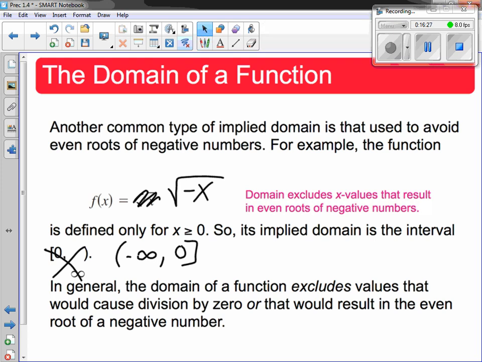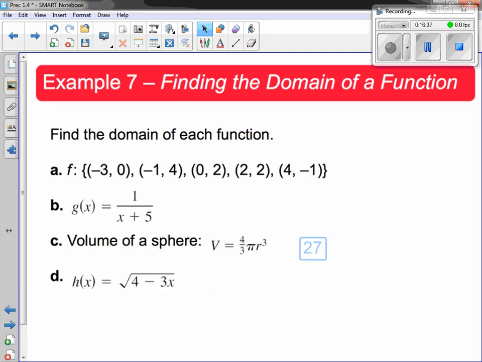So some of this stuff you can graph. Like if you graph the square root of x, okay, I see that it's only here. So the graph will show us some of this. Any questions on this here? Find the domain of each function. So looking at this here, what is the domain? Well, it's just points, isn't it?